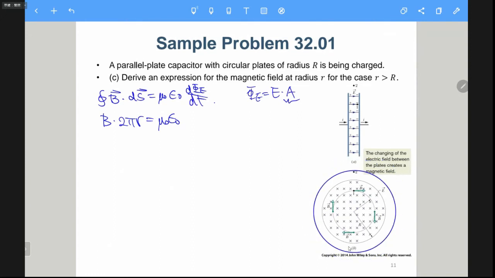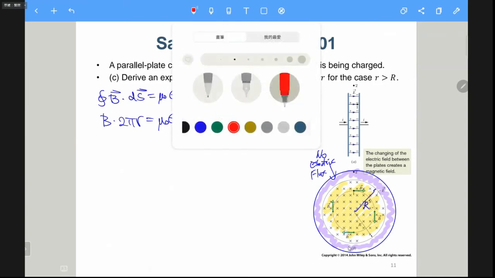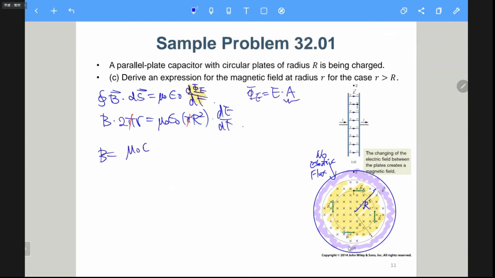This one only accounts for this part, not including the outside, because there is no electric flux there. No electric flux for the purple part. So this A should be only pi capital R squared, where capital R is the plate radius. And then we have dE/dt. We can only cancel pi. We cannot cancel r because one is small and one is big. So finally, B equals mu naught epsilon naught R squared over 2r times dE/dt.